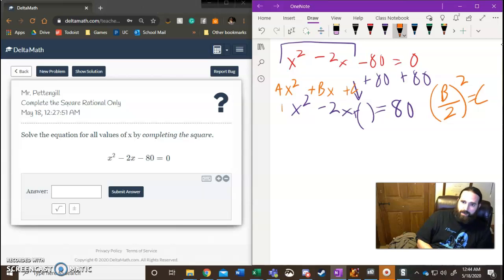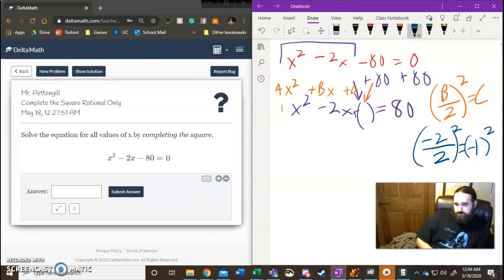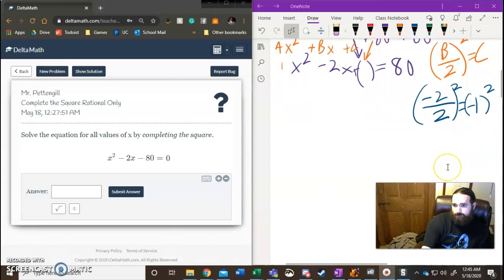So I want to make a number to go in this parenthesis. I'm going to take the middle number, -2, divide it by 2. That equals -1. Now, all along, I was supposed to be squaring this. Well, -1 squared is going to be a 1.